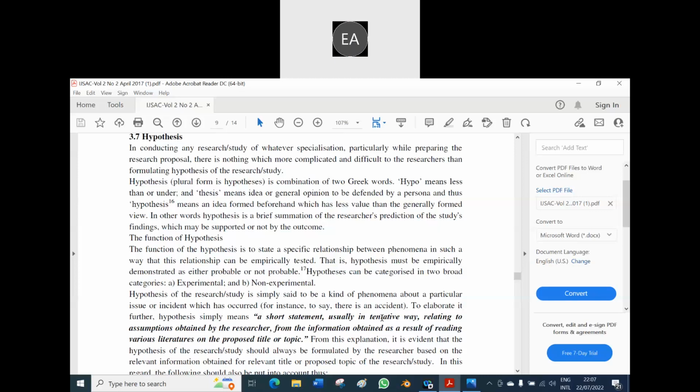Okay. So now, there are different types of hypotheses. Experimental, non-experimental, presumption, null hypothesis. So a hypothesis can be framed in different ways. To elaborate further, a hypothesis simply means a short statement, usually in a tentative way, relating to assumptions obtained by the researcher from the information obtained as a result of reading various literature on the proposed title or topic. It's the assumption, but later on he can prove that it is true, or later on he can also say that it is false.